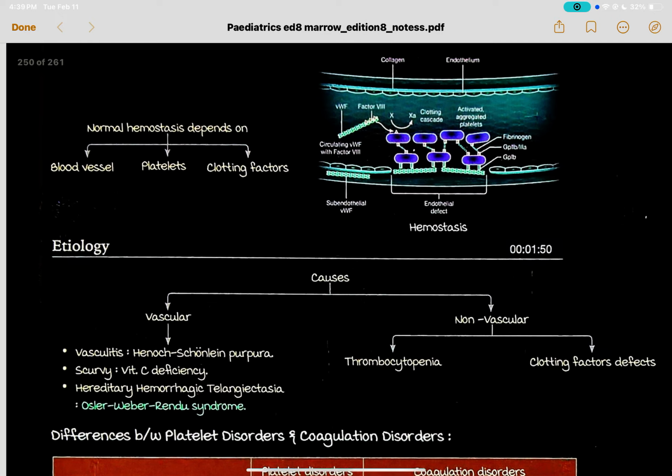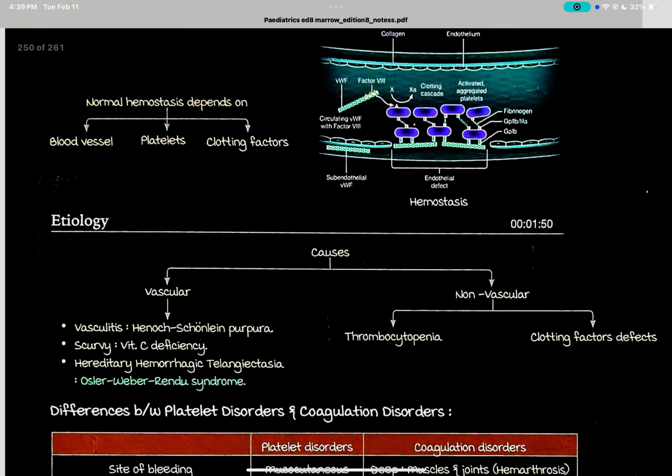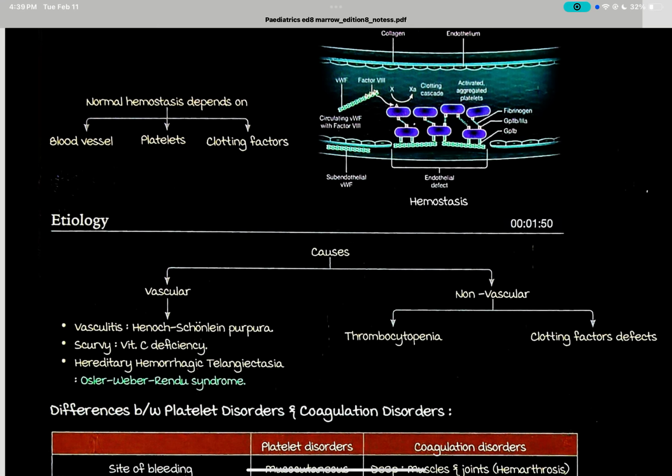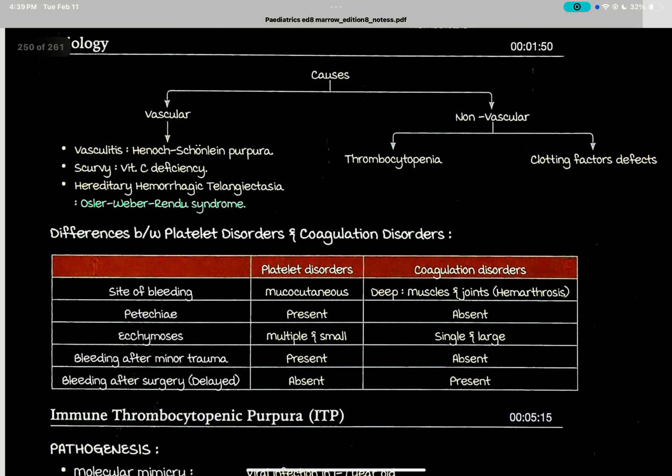Bleeding disorder. Normal hemostasis depends on blood vessels, platelets, and clotting factors. Etiology: causes can be vascular bleeding etiologies and non-vascular bleeding etiologies.